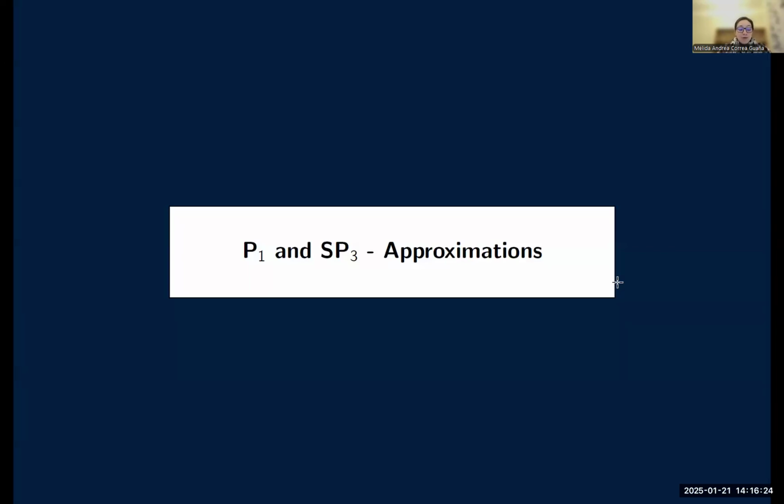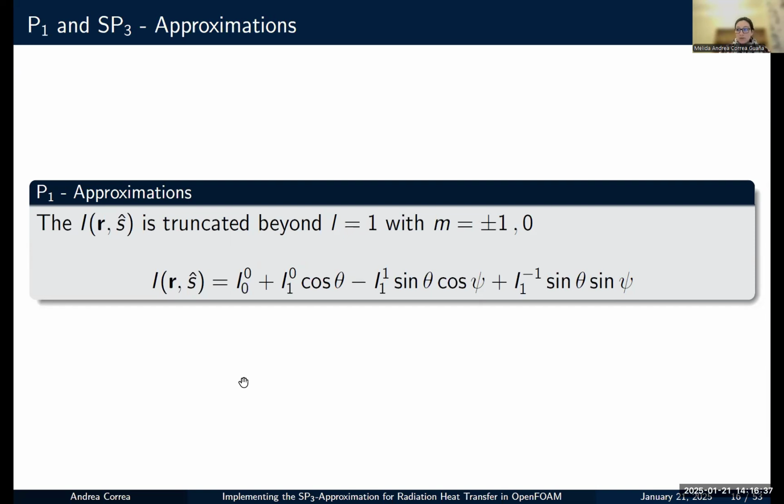Well, once we have defined what spherical harmonics are and the parameters of the radiation equation, we will now apply it in two different models. This is the P1, the first model. In the P1 model, the radiative intensity is truncated beyond L equal 1. And M is between minus L and plus L. So in this case, if L is equal to 1, the possible values of M that can be used are plus 1, 0, and minus 1. So if we use this in the spherical harmonics, that is the equation we obtained.